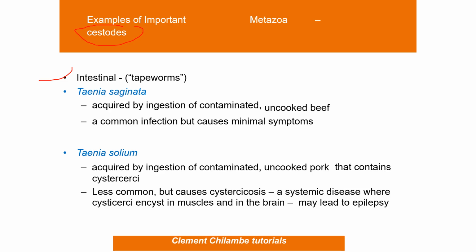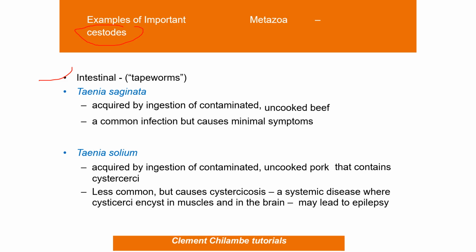Less common, but it causes cysticercosis, a systemic disease where cysticerci settle in muscles, and then they also go to the brain, and that may lead to epilepsy. This is very dangerous. Remember, uncooked pork. Yes, and maybe those that don't eat pork, do not expect them to have Taenia solium. We do not. So you can suspect that they have Taenia saginata.